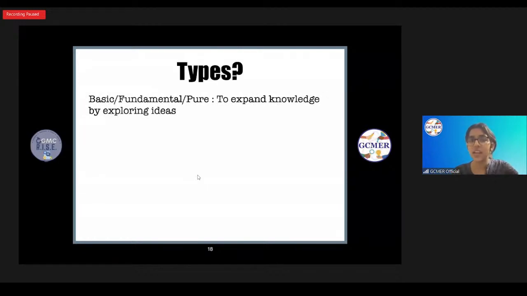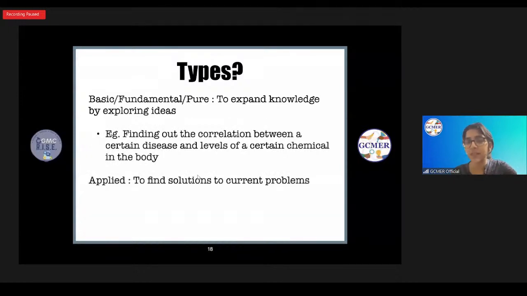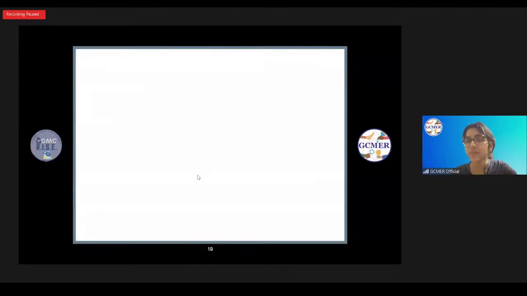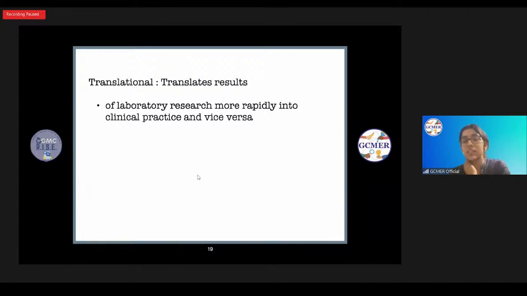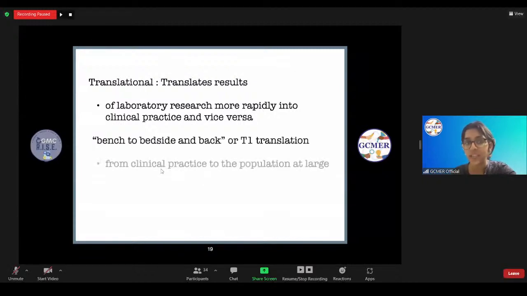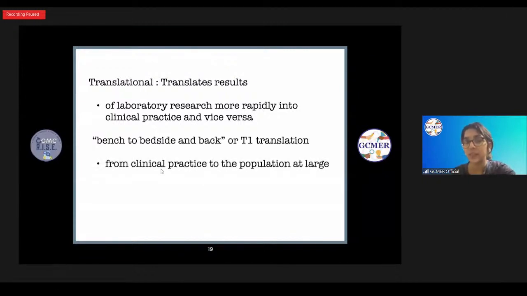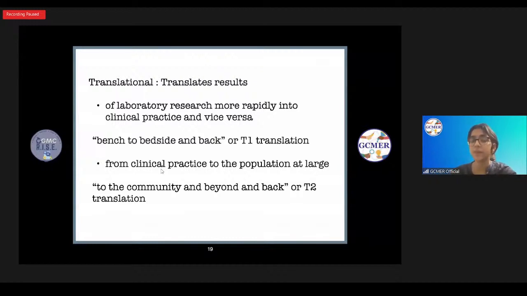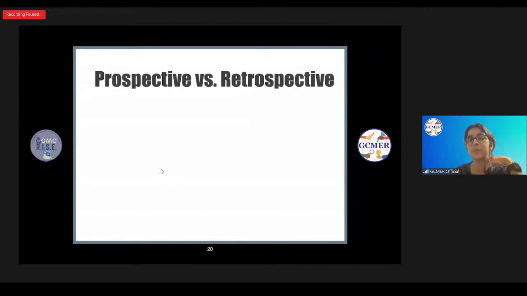So, for example, we have the antigen test, right? In which my lab, which is a laboratory in Pune, has come up with this test, which can be done by people at home. And that's a very good example of this, that is T2 translation, where you are taking something from clinical practice to the population at large, right?